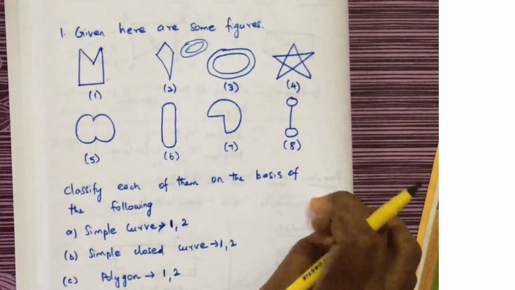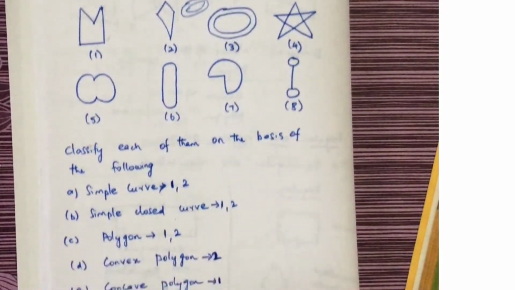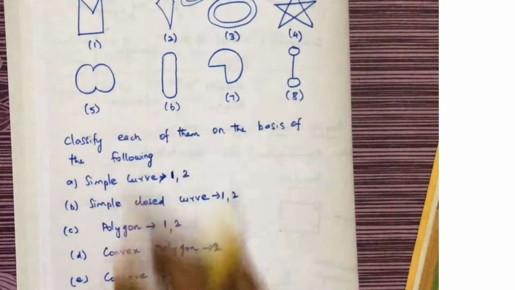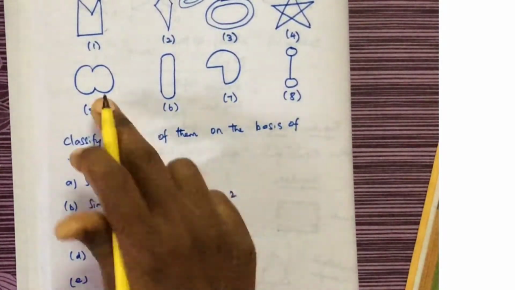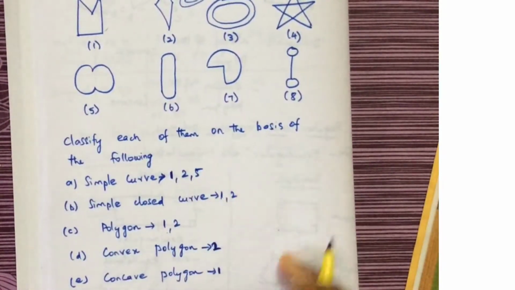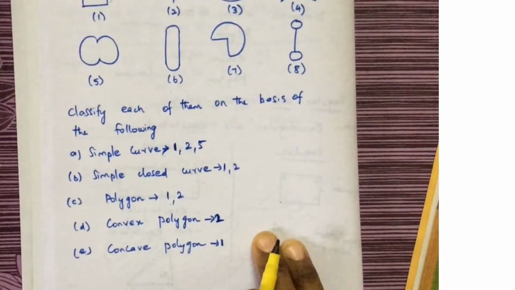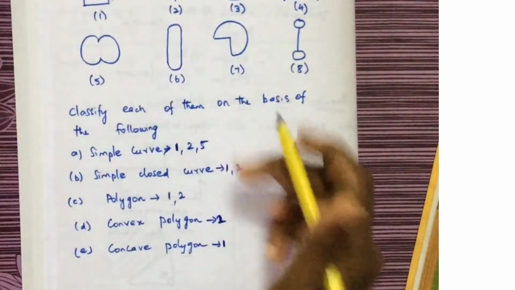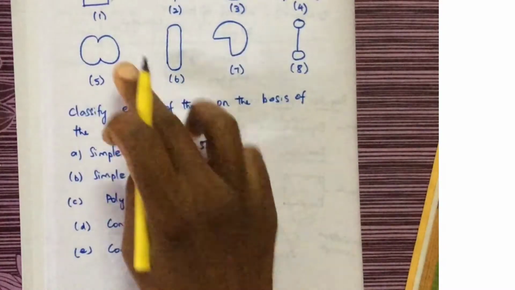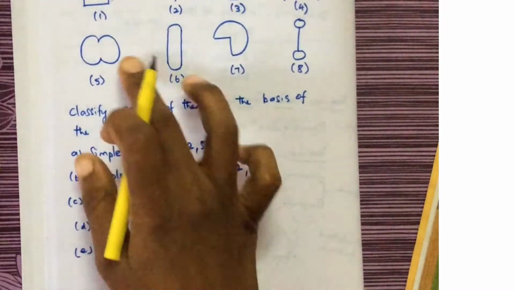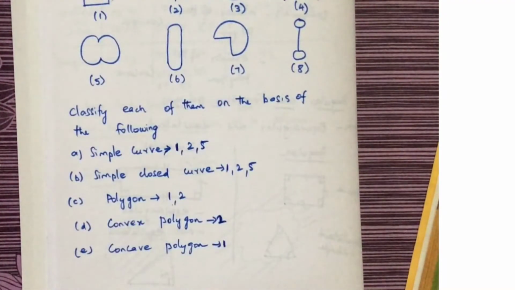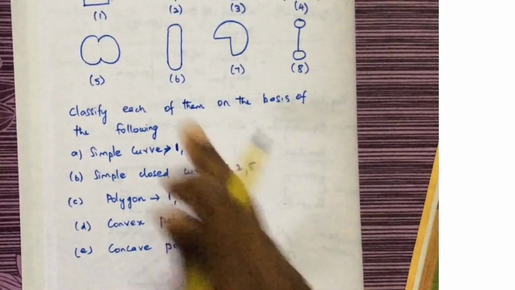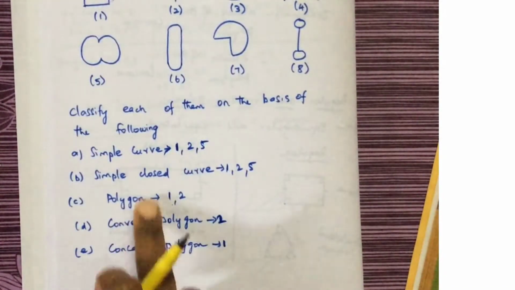The next is a simple curve. If you see here, this is a simple curve. There is no overlapping, and that is also closed. Now it is not a polygon because it is not made up of line segments. Only if it is made up of straight line segments is it called a polygon. It is not a polygon, so it will not come here.